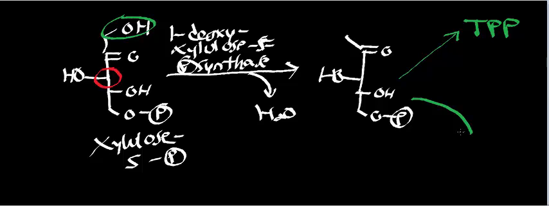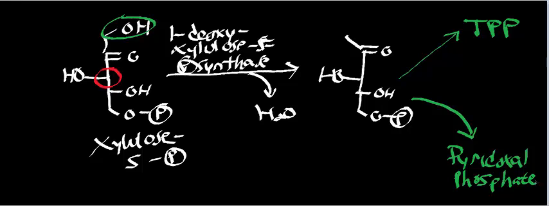Another example of a place we can use this is pyridoxal phosphate biosynthesis. Now, what I want to be perfectly clear about is that none of these biosyntheses, at least the synthesis of thiamine pyrophosphate and pyridoxal phosphate, are done in humans, but they're done in bacteria. Essentially, they use the xylose 5-phosphate from the pentose phosphate pathway.